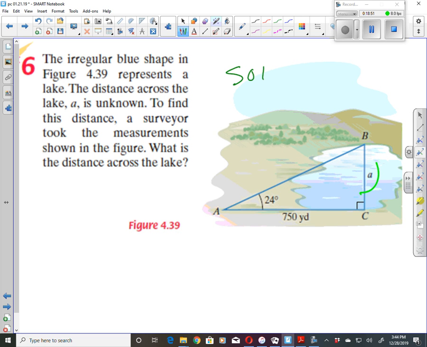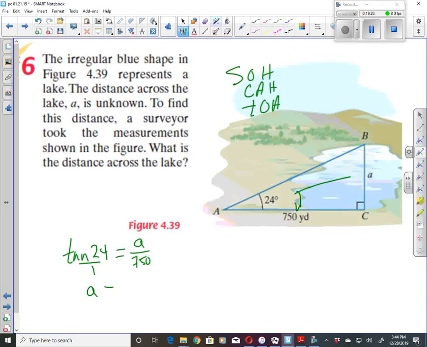Sine is opposite over hypotenuse, cosine is adjacent over hypotenuse, tangent is opposite over adjacent. We are looking at opposite and adjacent. So we want to say tangent of 24 is equal to side opposite A divided by 750 yards. This is now a proportion. We now know that A is equal to 750 times the tangent of 24.